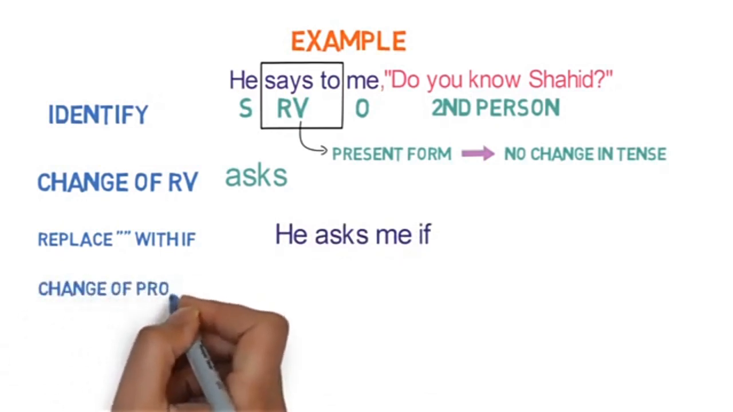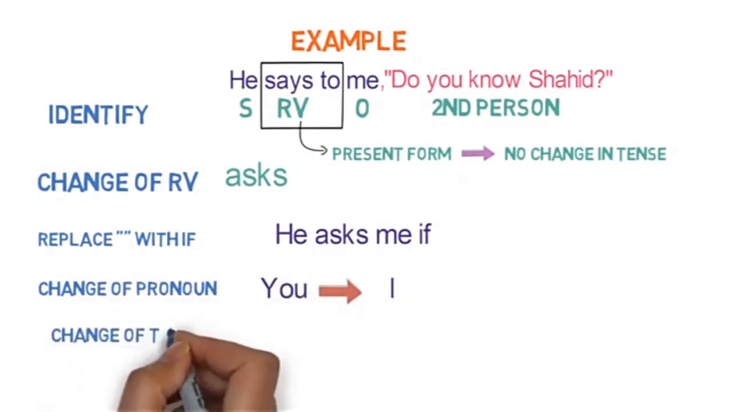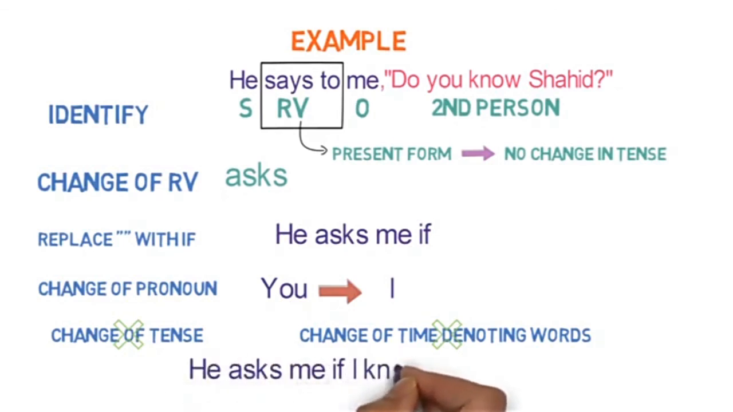Step 4 is the change of pronoun. Here you will be converted to I. Step 5 is the change of tense. But here the reporting verb is in present tense. So there won't be any change of tense. Please note it properly. And step 6 is change of words denoting time. But as there are no such words, this step won't come. After adding the additional step, which is step 7, the final sentence is, he asked me if I know Shahid.